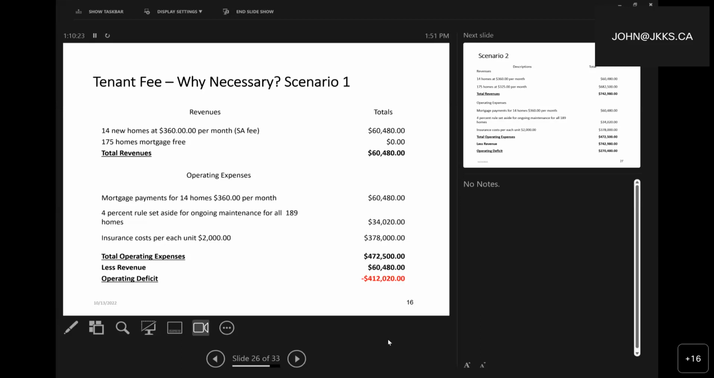So basically the bottom line, right? The total operational expenses is 473,60,000, and they're at an operational deficit per year of $412,020. Like that is a huge number year after year after year. So they're just spiraling into a major debt.